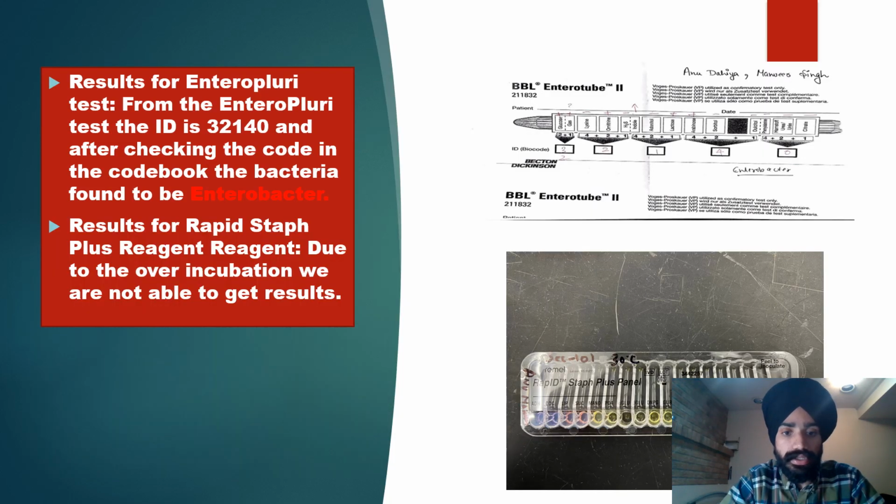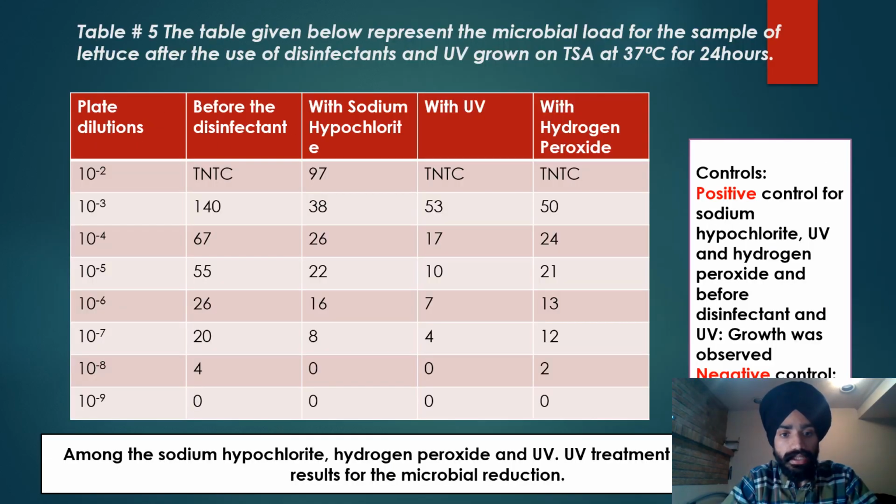And we also did the Enteroplate test, from which we conclude, using the code book, that the bacteria found was Enterobacter. And the results for the Rapid Strep Plus reagent, we were not able to analyze them because of over-incubation. And in this slide I'm going to discuss the overall experiment.